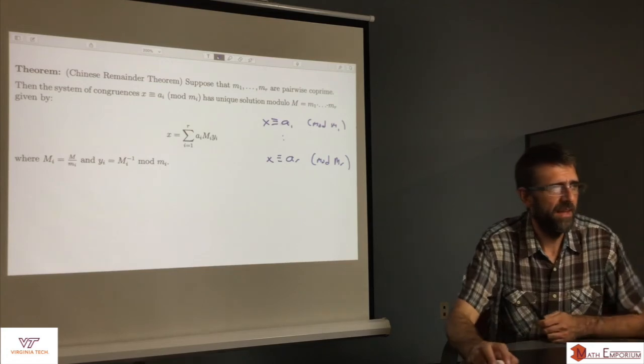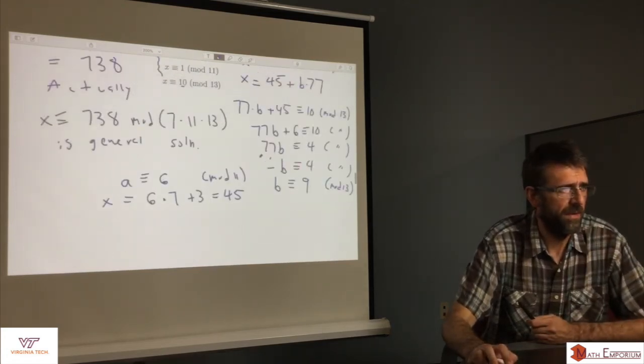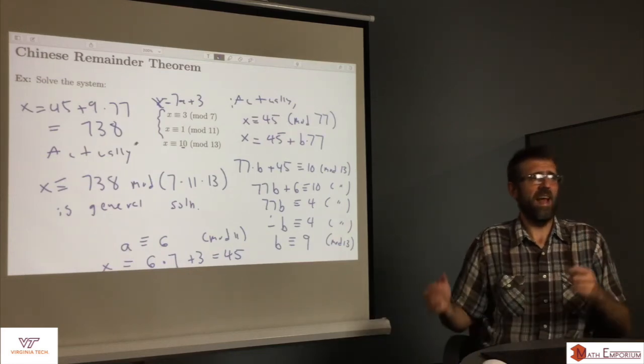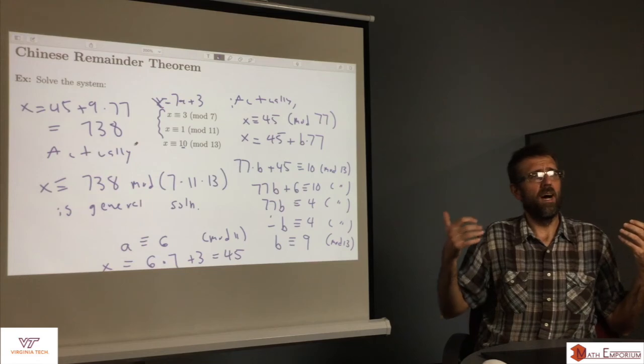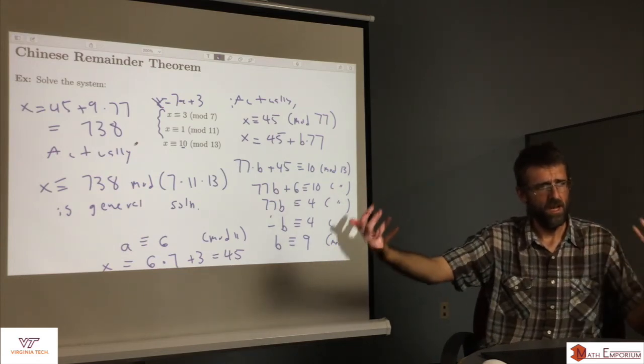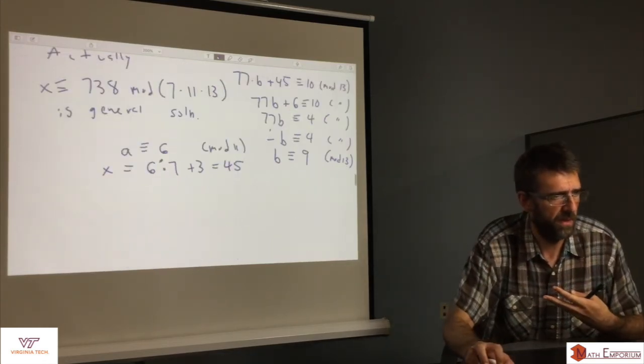So that's exactly what we found in the previous example. We found the solution 738. It's not actually the unique solution. I could add any product of all three moduli and get another solution, but it is unique modulo the product of those three moduli.